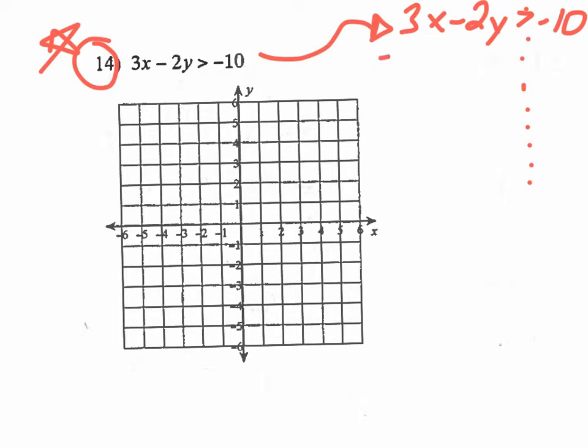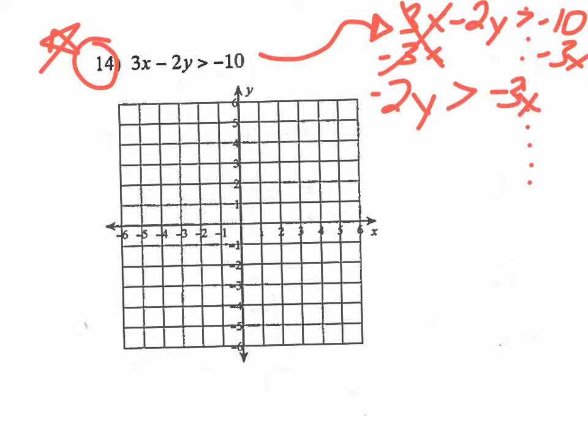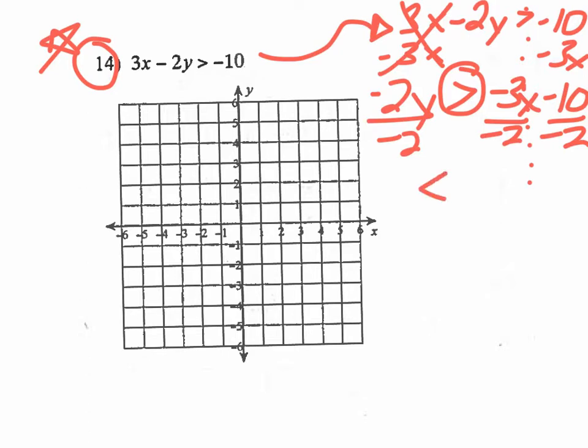So first I'm going to subtract 3x. I get -2y left over on this side. And then that's going to be greater than -3x minus 10. And then I have to divide every term by -2. When I divide by a negative, though, I need to remember to switch the sign. So now it's going to be less than. So I have y is less than a positive 3 over 2 x plus 5.